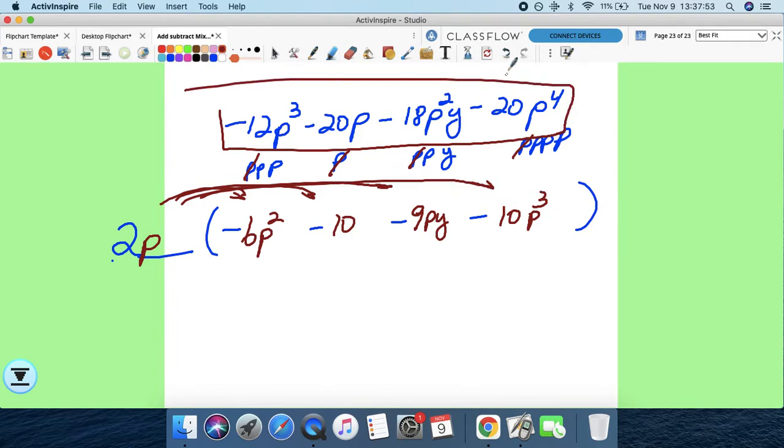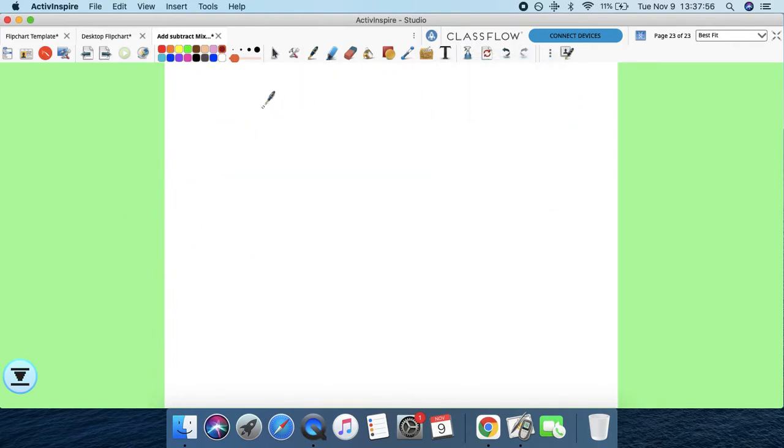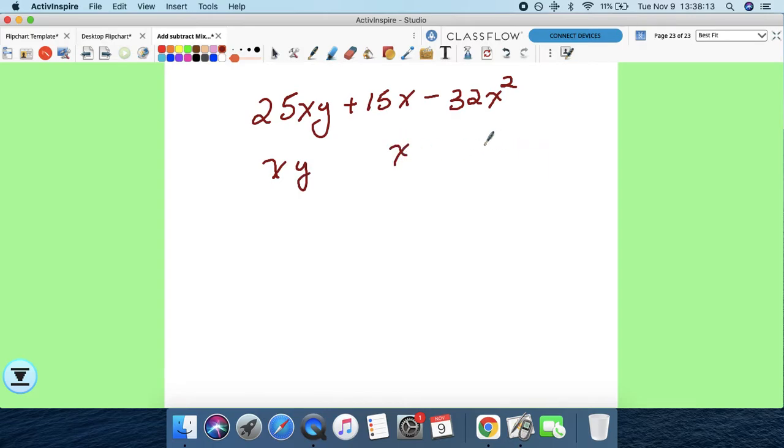Okay? 25xy plus 15x minus 32x^2. Okay, so greatest common factor, yikes. Well, this one has an xy, this one has an x, and this one has 2x. As far as greatest common factor, the greatest common factor is 1. There's nothing else I can take that they share besides the 1.